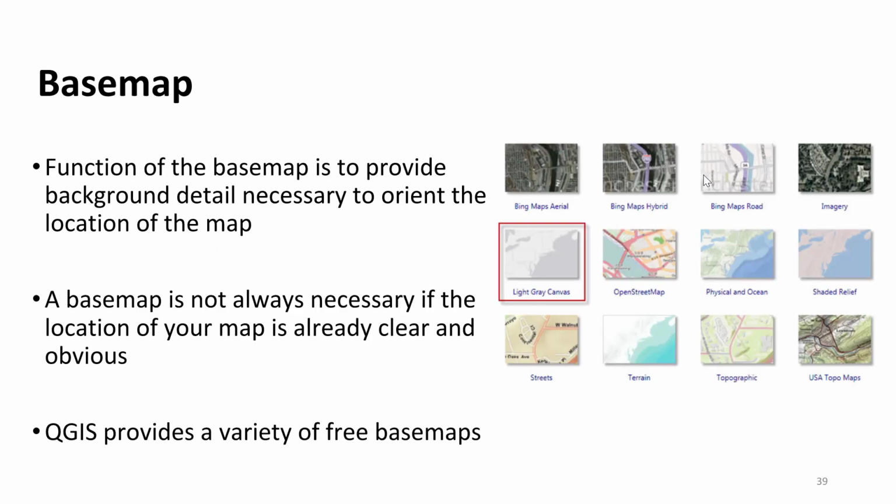A base map is another essential map element. The function of a base map is to provide background detail necessary to orient the location of the map. It's not always necessary if the location of your map is already clear and obvious. QGIS provides a variety of free base maps for you to choose from.